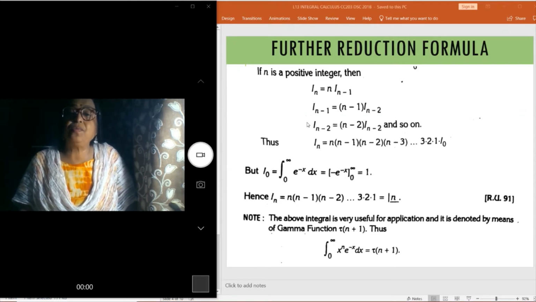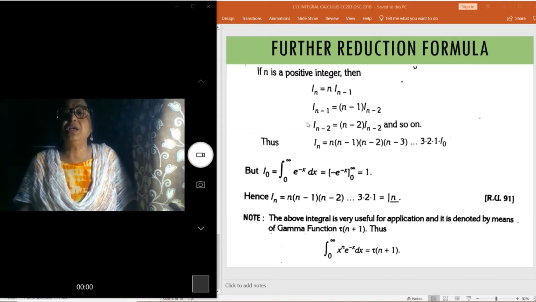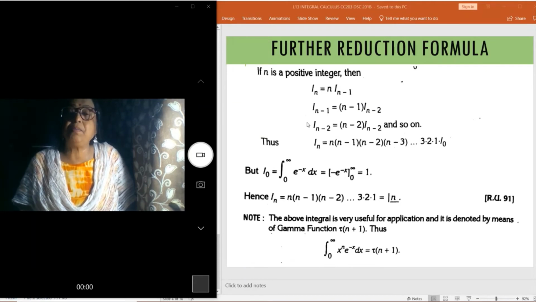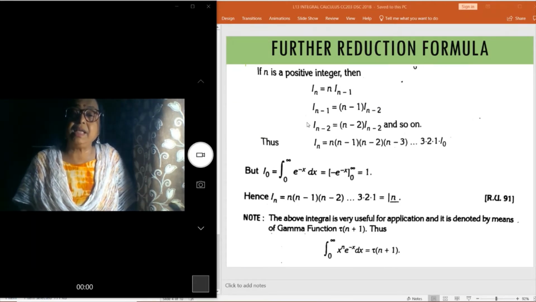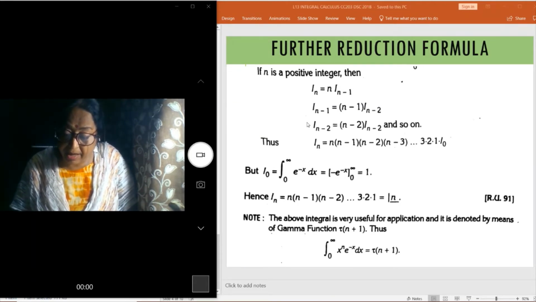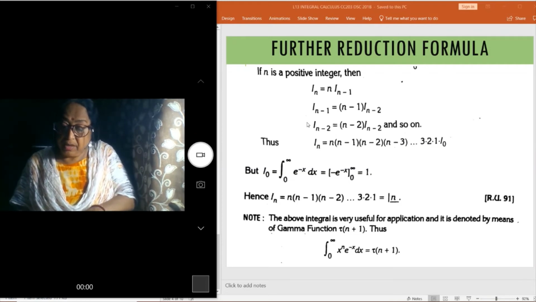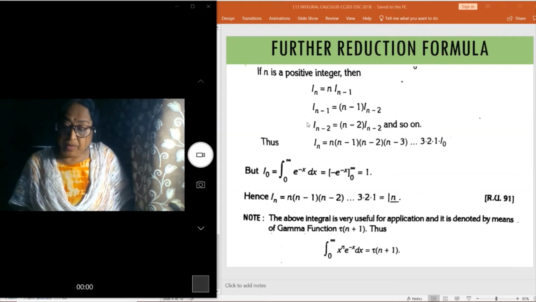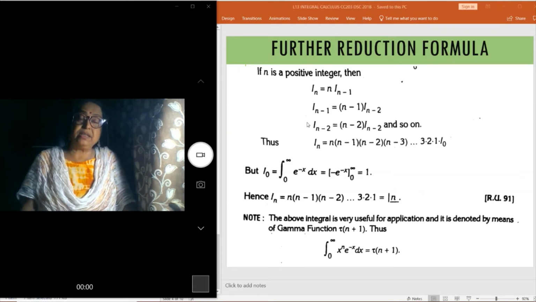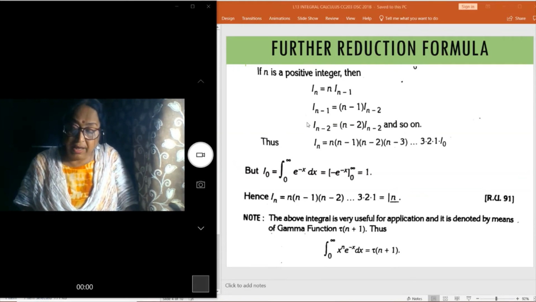So gamma 4 can be written as 3 gamma 3. So gamma n plus 1 can be written as n gamma n. So its value is equal to factorial n.